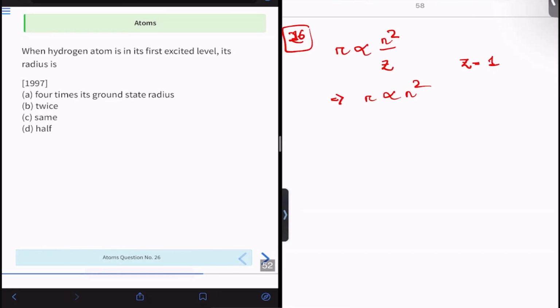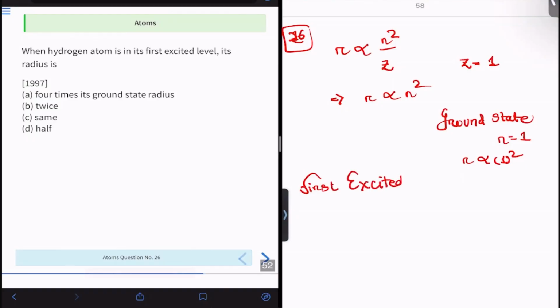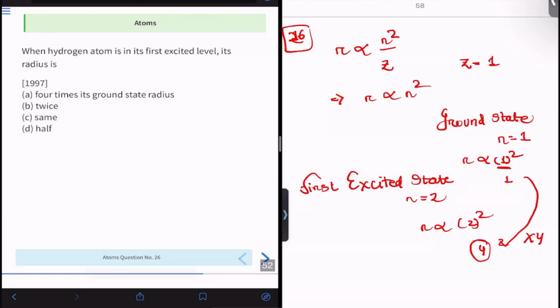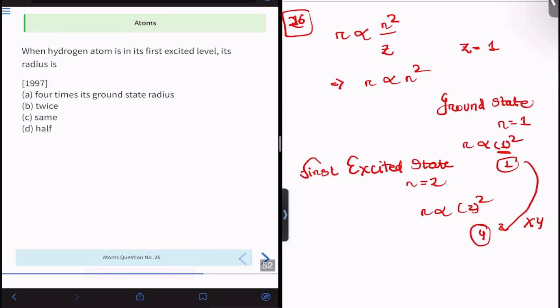So in ground state, n will be equal to 1. So r will be proportional to 1 square. But in first excited state, n is equal to 2. So r will be proportional to 2 square. Here it is proportional to 1, here it is proportional to 4. So the radius has become 4 times the original, meaning 4 times the ground state value. In which option is it given? Option number A. Option number A says it has become 4 times of its ground state value.